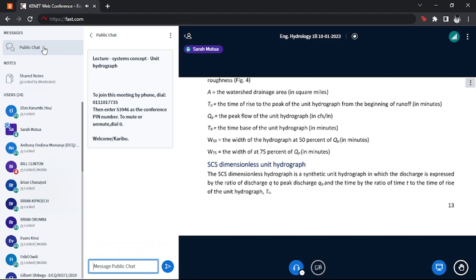So I want us to talk about this SCS method, the dimensionless unit hydrograph, and then we are going to discuss our schedule and make a final determination.